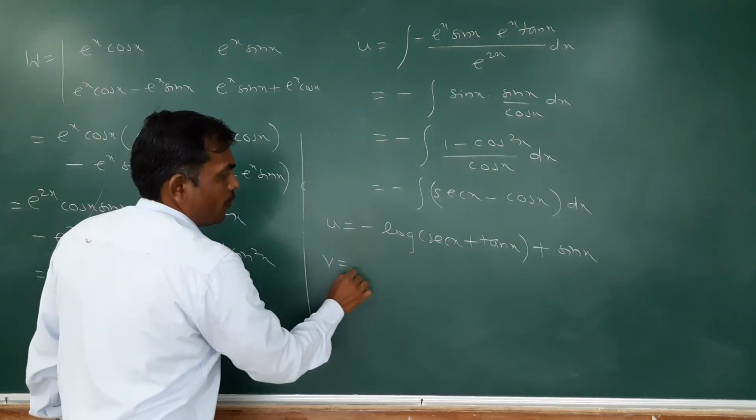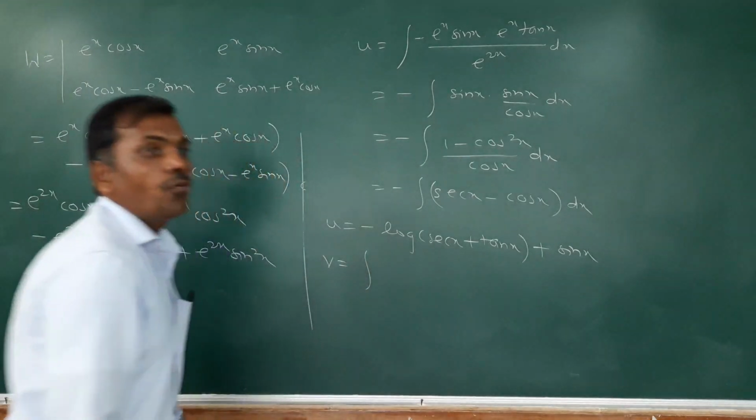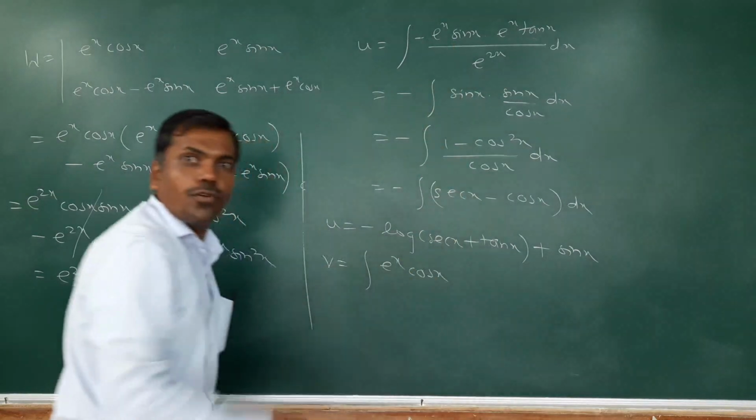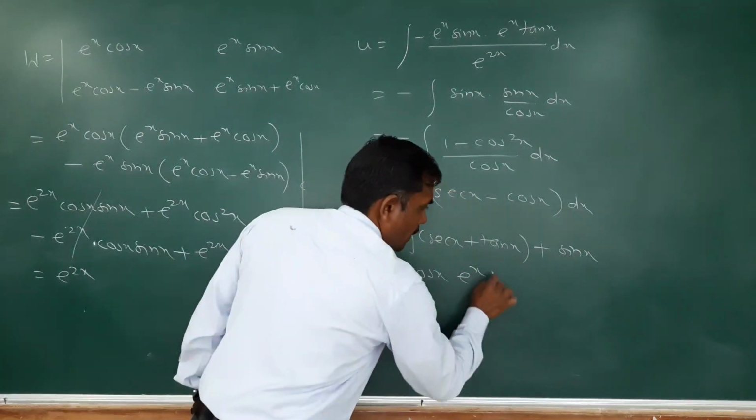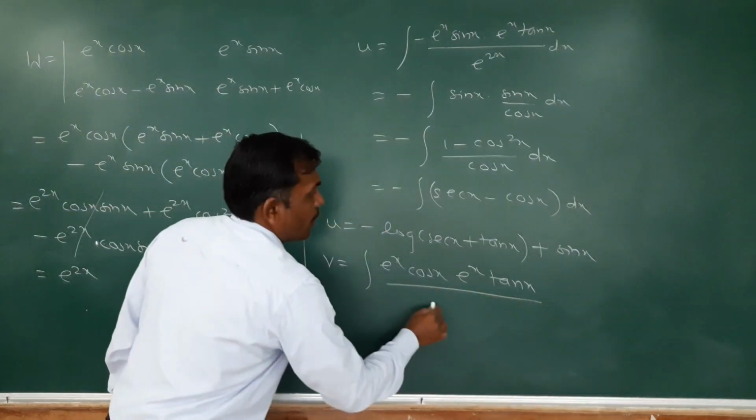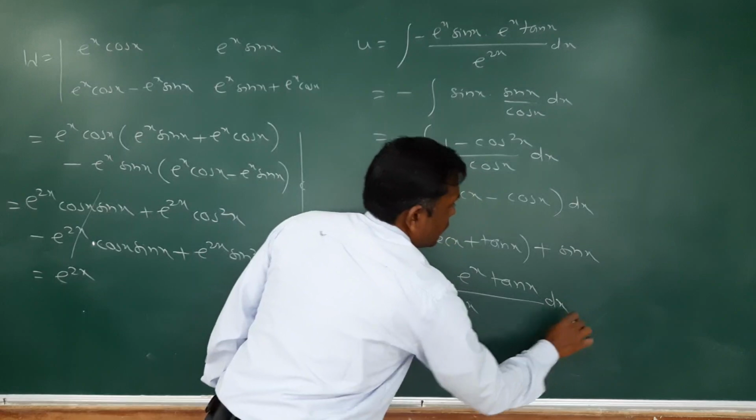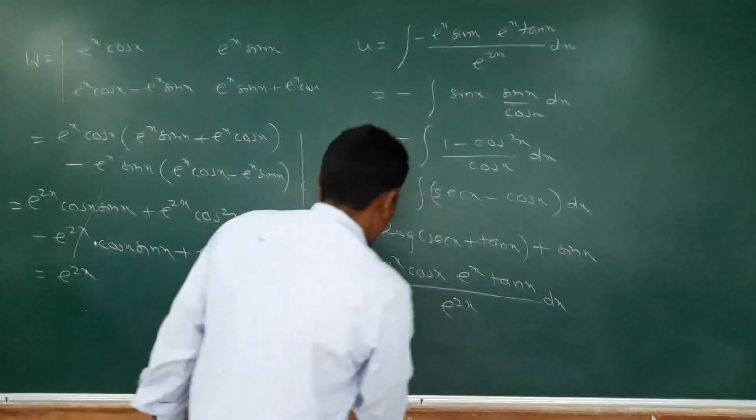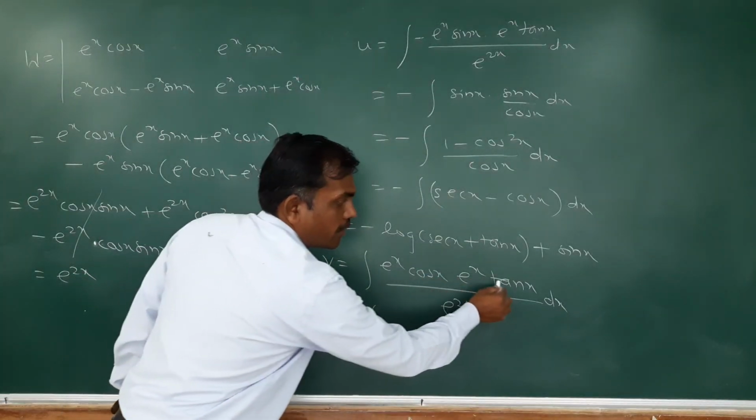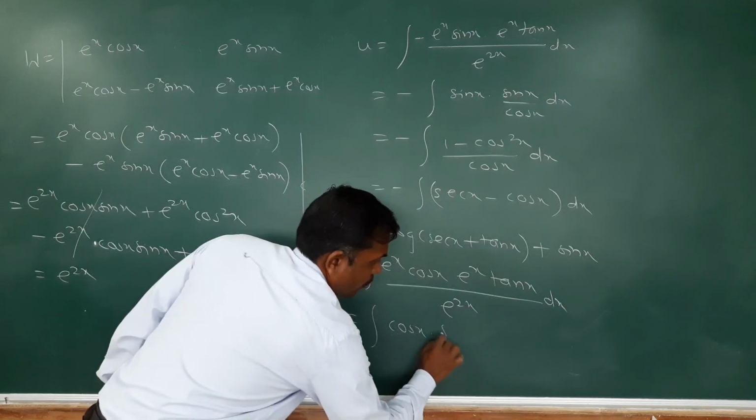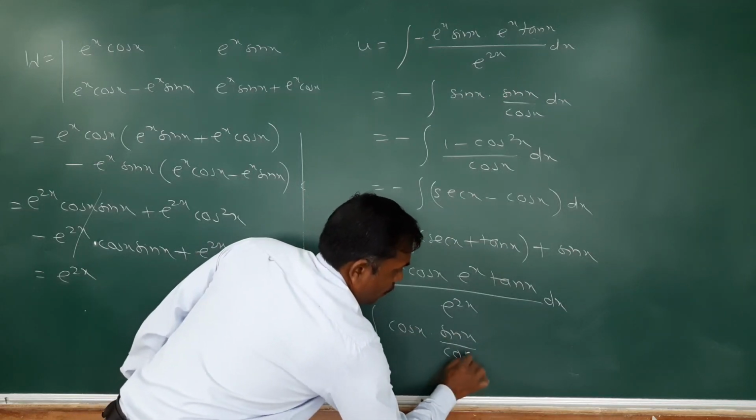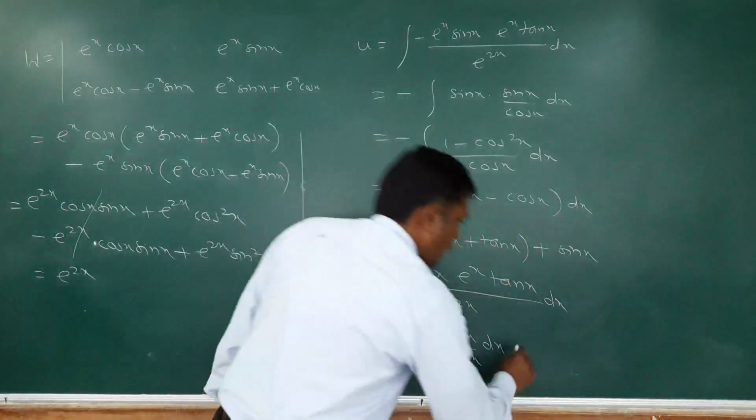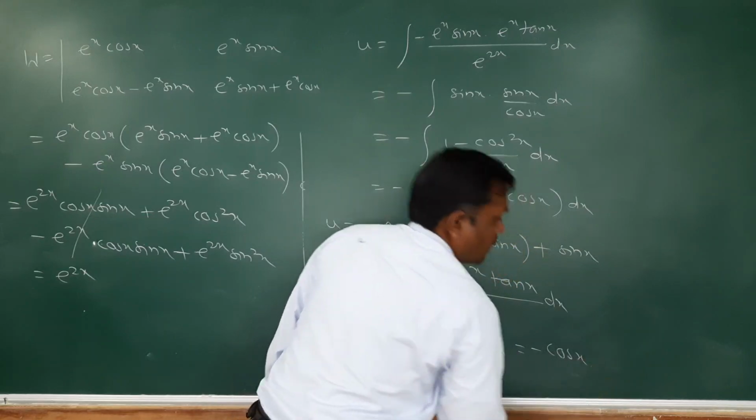Then v we can find. V is equal to the integration of y1 f of x. Y1 is e raised to x cos x, into f of x, e raised to x tan x upon e raised to 2x, dx. So here e raised to x and e raised to 2x get cancelled. What remains? Integration of cos x and tan x, cos x into sin x upon cos x dx. So cos x gets cancelled. What remains? Integration of sin x. What is the integration of sin x? It is minus cos x.